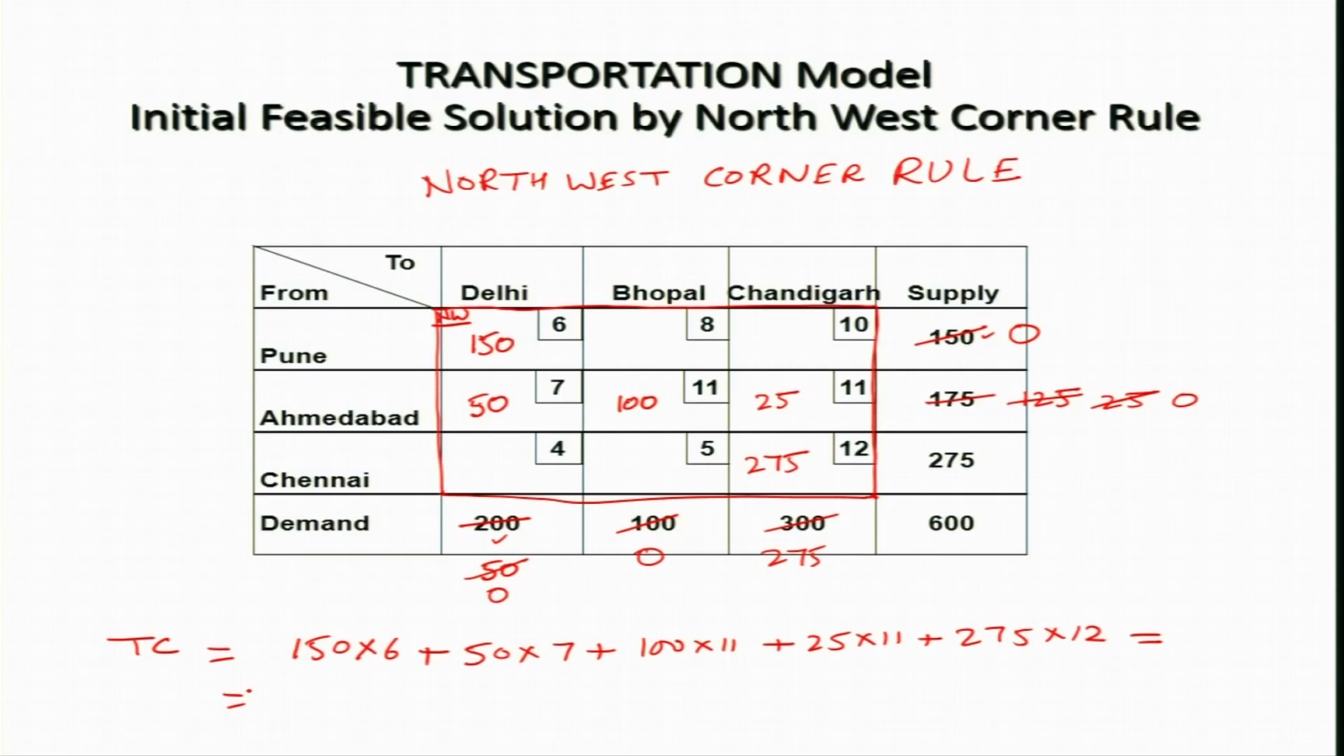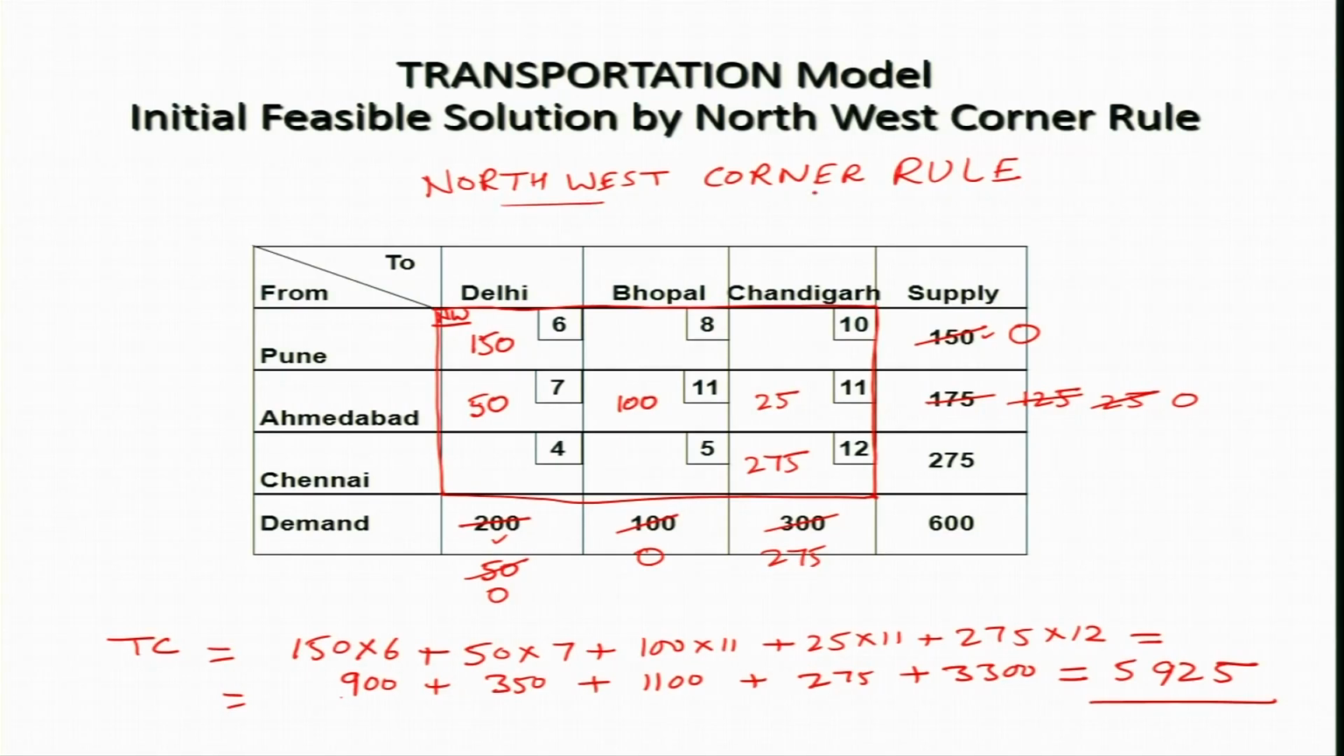This is equal to 900 plus 350 plus 1100 plus 275 plus 3300, and the total turns out to be 5925. So, my total transportation cost will be 5925 for transporting the material from various sources to different destinations by following the northwest corner rule.